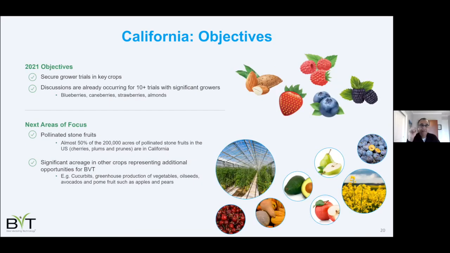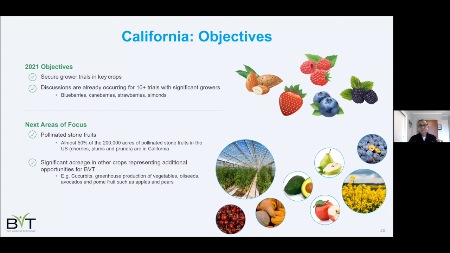Our objective is to initially talk to the key University of California researchers and to secure trials not only with them, but most importantly, with the significant growers in the target crops. We are already in discussions and have secured some and will secure more trials, at least 10 to 12 trials in blueberries, caneberries, strawberries, and almonds. And we'll be announcing those as they are confirmed in the coming weeks.